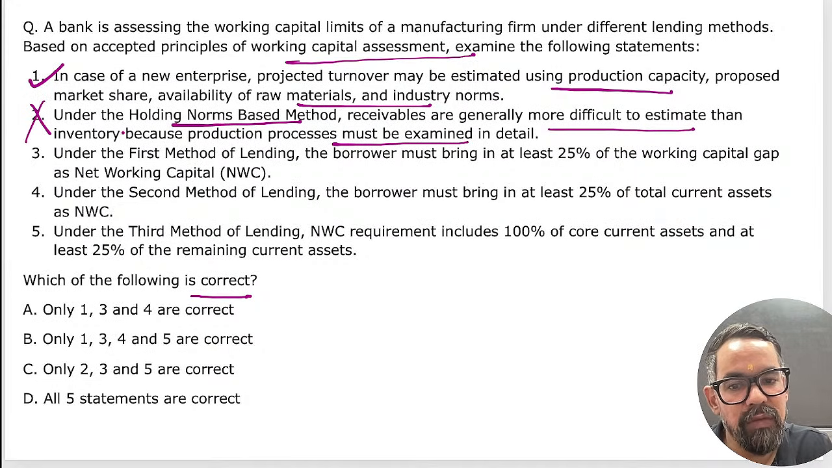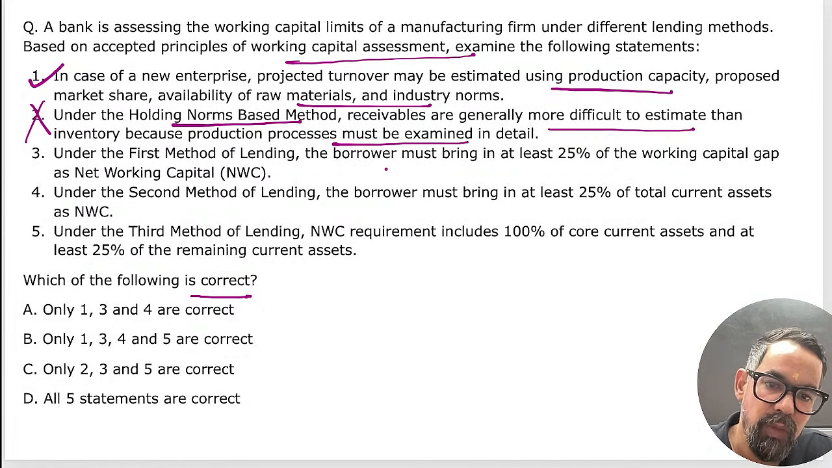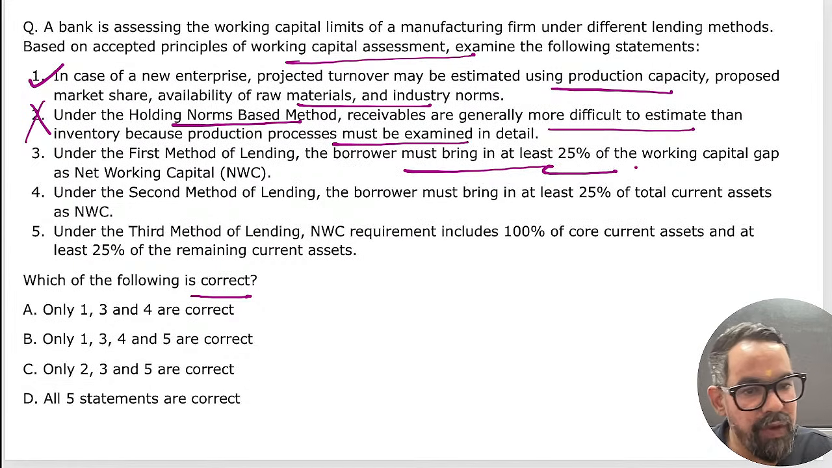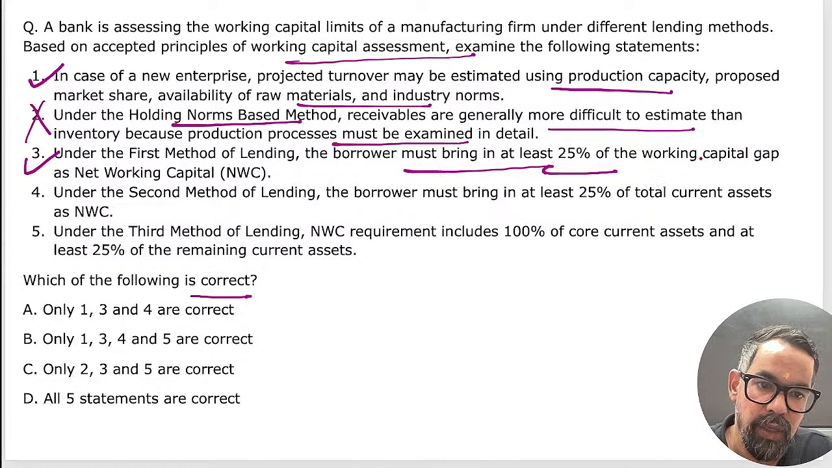This should be wrong. It should be reverse actually. Under the first method of lending, the borrower must bring at least 25% of the net working capital gap. Okay, true. Bring the working capital gap of 25%.